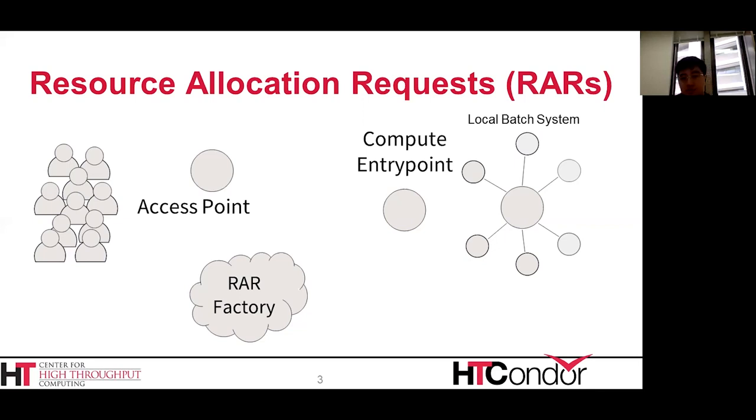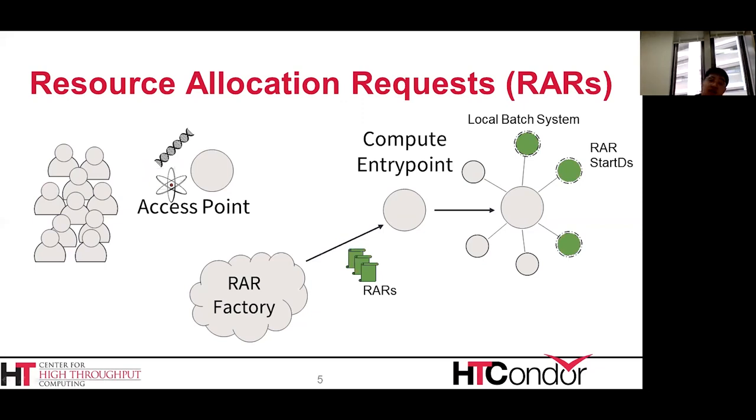So in this model, the users in your communities submit their work to the Condor schedd, their access point. And then on behalf of those users, the factory will submit resource allocation requests to the CE. This will be basically the size of the resources that the community needs to support all of the work that has been submitted to the access point.